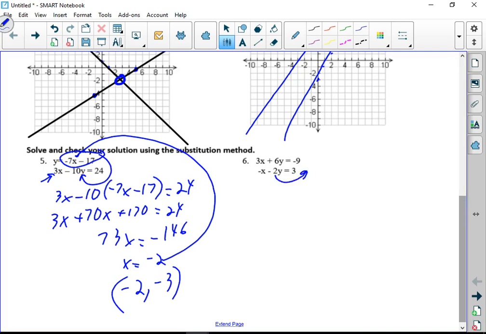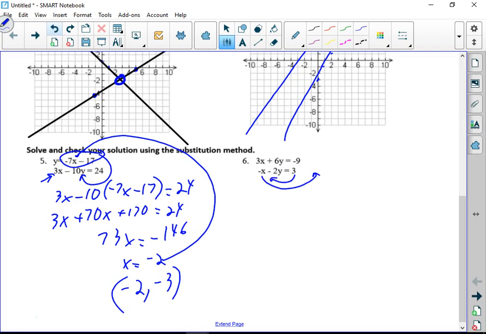All right, number 6 is a tricky one because it looks like it's very easy just to move this over, like so, but that's a negative x. You don't want negative x. So you have two choices. You can move the negative 2y over and then divide everything by negative 1, or you can move this over here and this over here. It makes no difference. You're going to get the same thing.